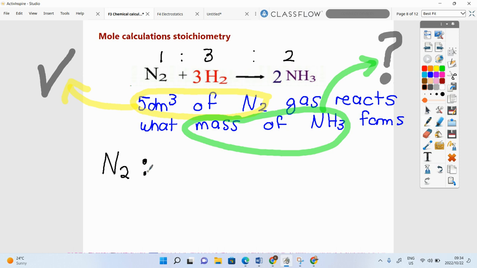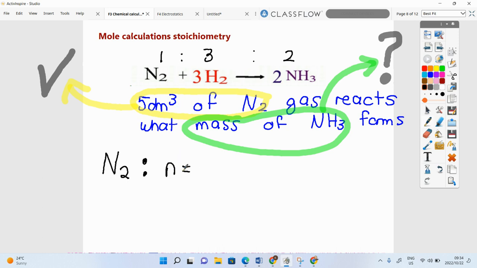Okay. What are all the steps now? We're going to go through them now. So step 1 is figure out what was given, what is asked. Then you start with your given substance. Always start with your given substance and change it into moles. So you need to figure out, I've got volume. What equation do I use to change volume into moles?